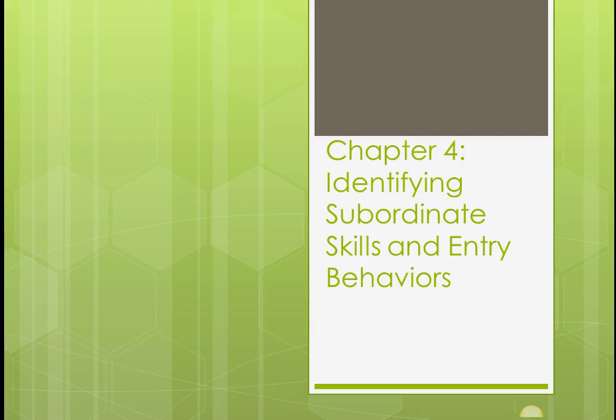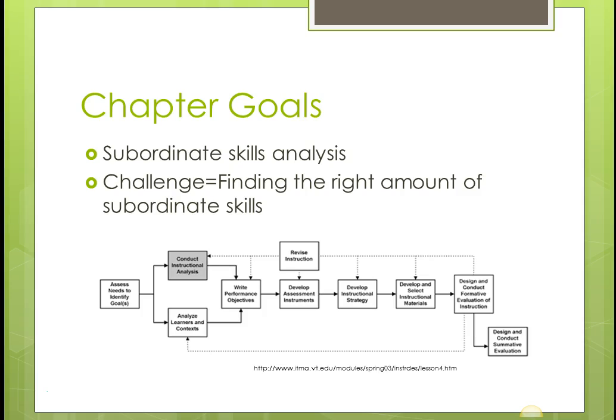Hi everyone, and welcome to the fourth chapter of the online lecture, which involves the identification of subordinate skills and entry behaviors. The purpose of this chapter is to really look at trying to figure out and finding the right amount of skills that the learner needs to have coming to the table. And you're going to identify these subordinate skills because you need to know which skills you need to include in the instruction or you don't.